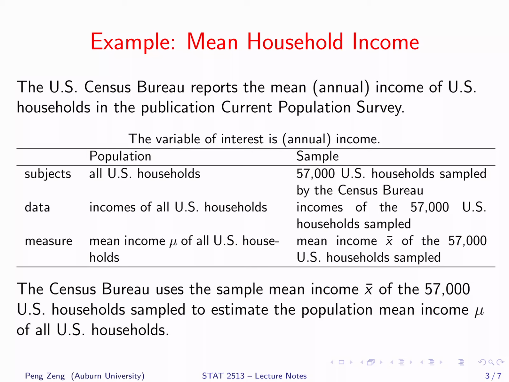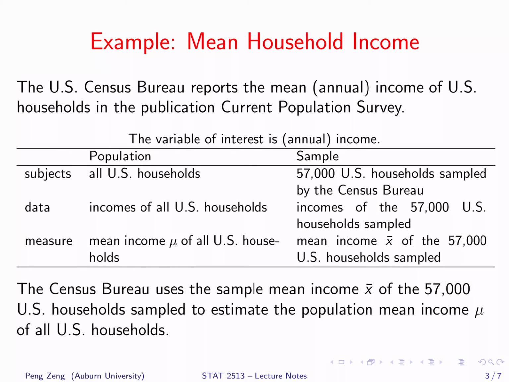The population data contain incomes of all US households, but the sample data only contains the income of 57,000 households selected. The population measure is the population mean of income of all US households. However, because we do not have the population data, we cannot calculate this parameter. So the population mean is actually unknown.